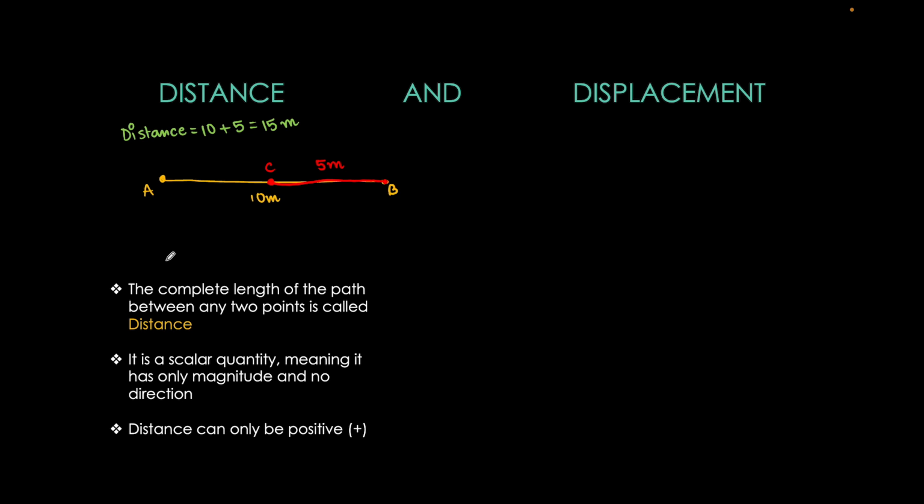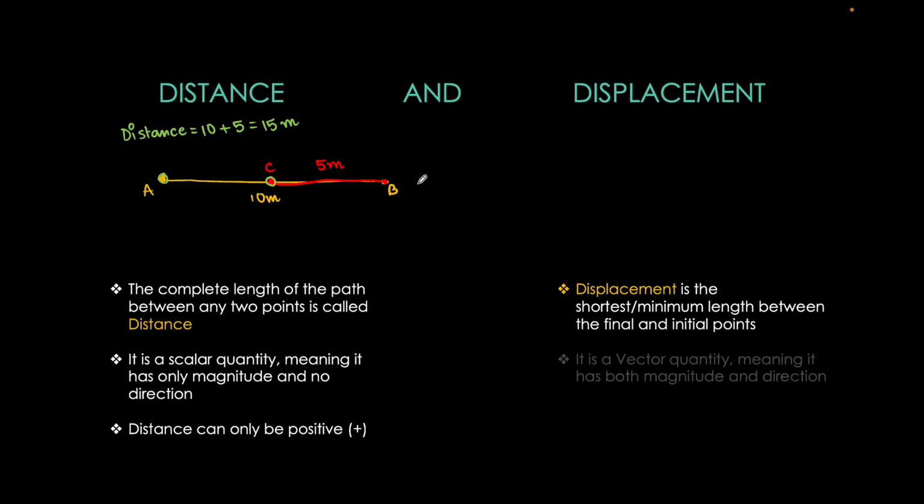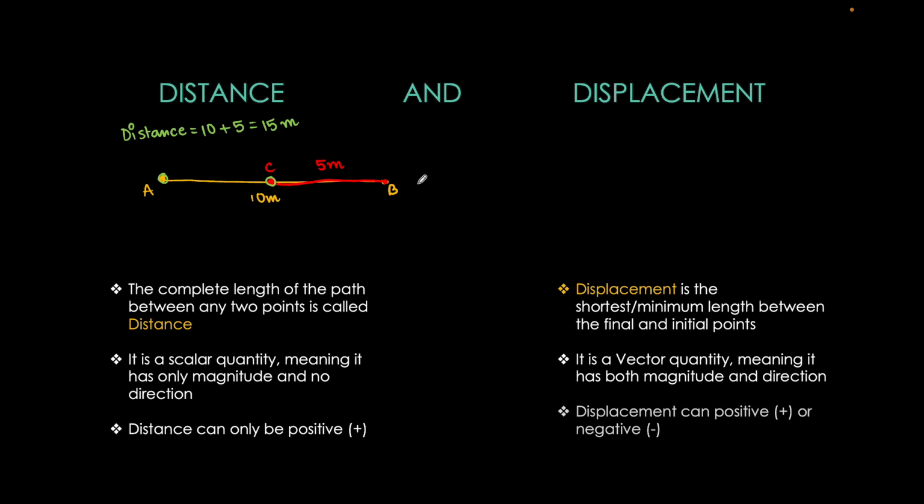For that we need to know the definition of displacement. Displacement is the shortest or minimum length between the final and the initial points. Basically, for displacement, we only need to know the final point and the initial point, right? It does not depend on the path taken. It is a vector quantity, meaning it has both magnitude and direction. So in this case, we'll consider that from B, it has taken an opposite direction to reach point C, right? We'll consider that because displacement is a vector quantity and displacement can be positive or negative.